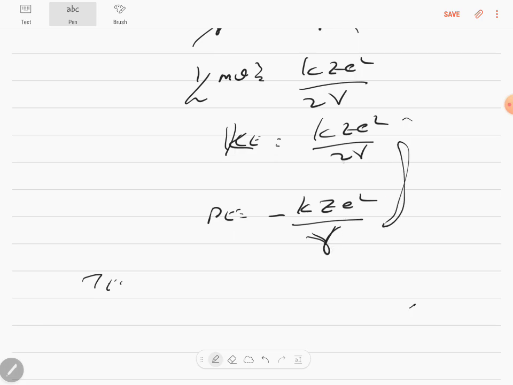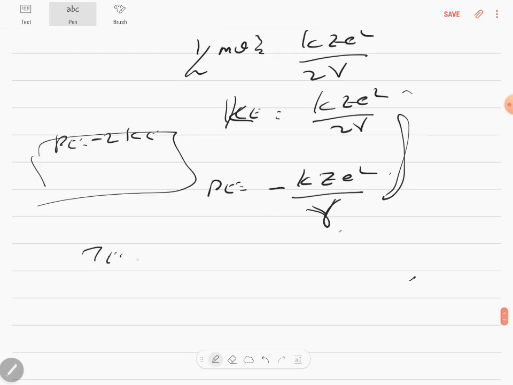This is 2r and this is r. So potential energy is 2 times the kinetic energy with a negative sign. Can you see? Potential energy is minus 2 times the kinetic energy. The 2 and 2 get cancelled. So that's one conclusion that you get.